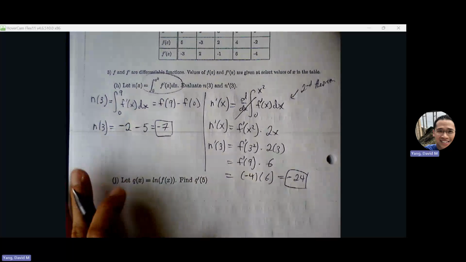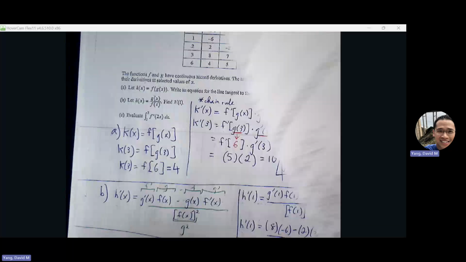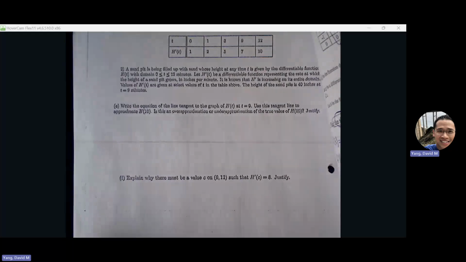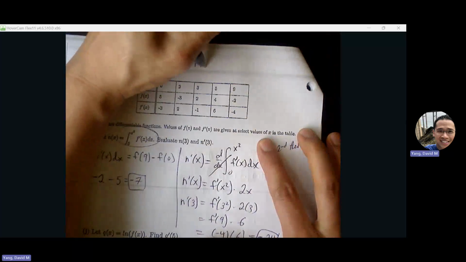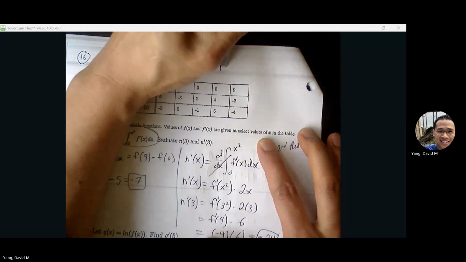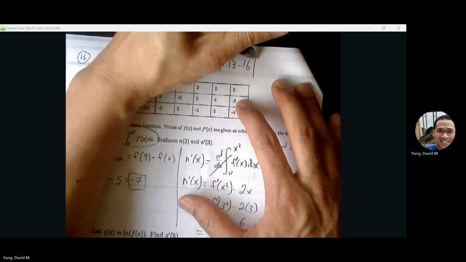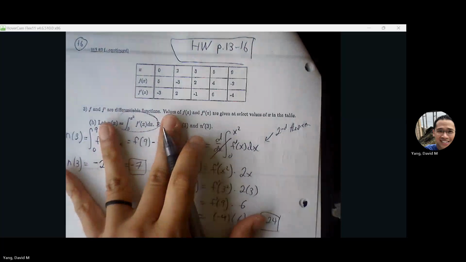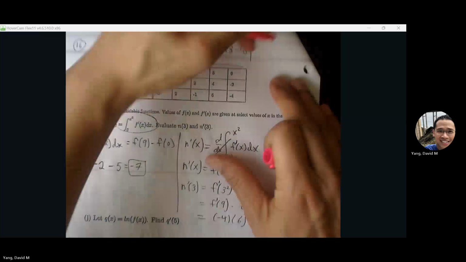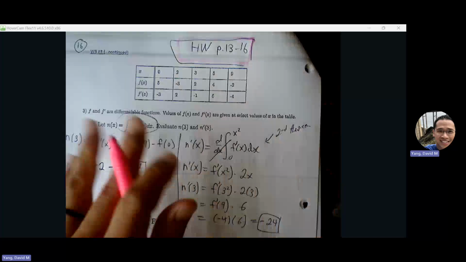All right, your homework is just to finish page 16. Tomorrow I'll check pages 13 through 16. I'll send out a reminder this afternoon.